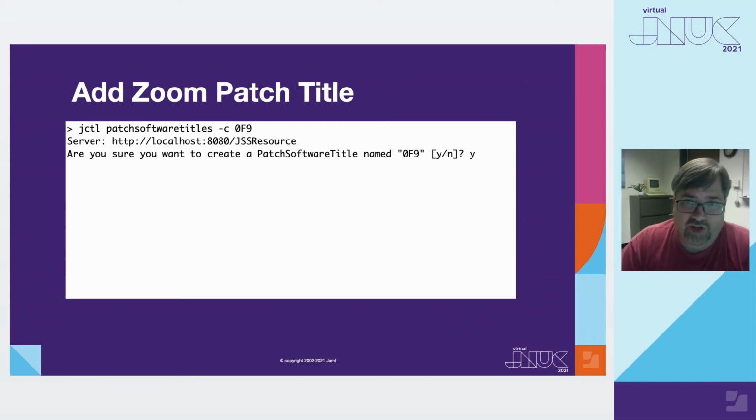First, let's create a patch software title for Zoom. Unfortunately, I need Zoom's code 0f9 to do this. I got the code by creating the title in the web interface and then used Jctl to print the record details. We plan on automating this eventually.